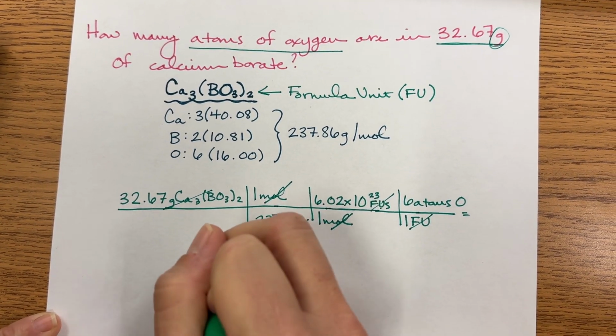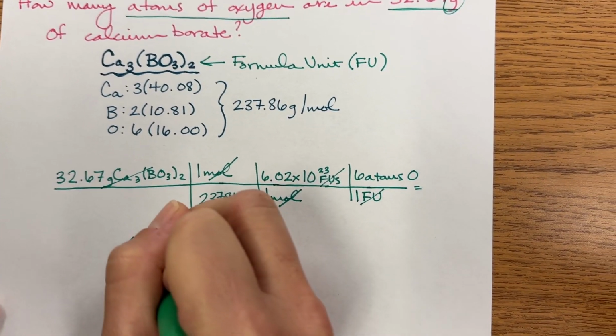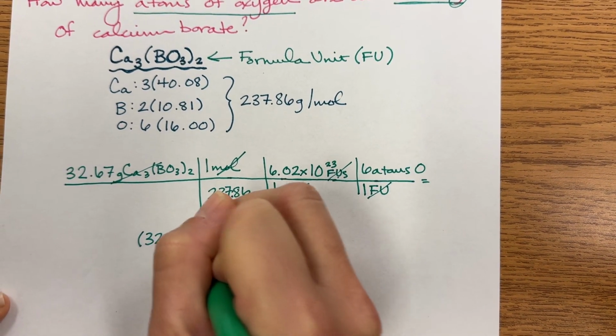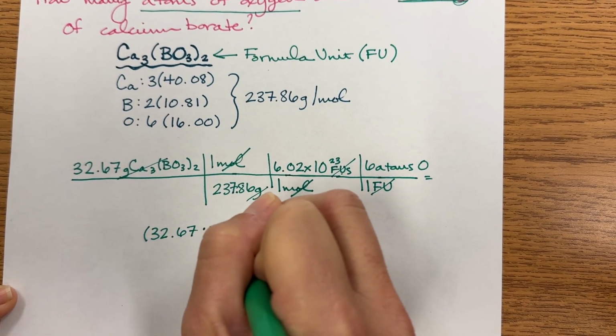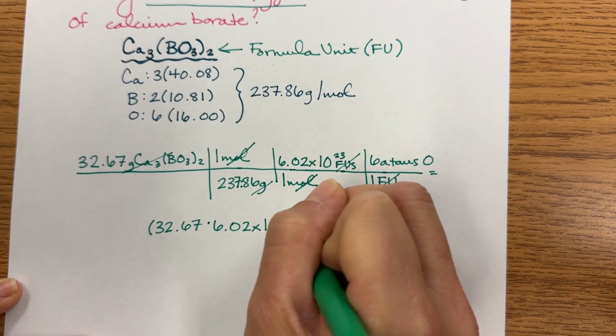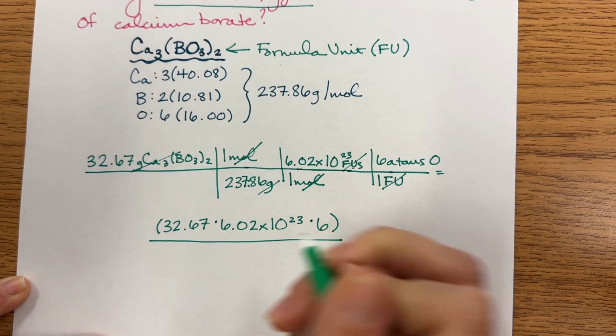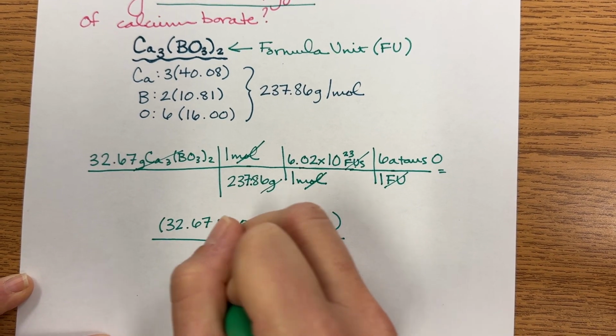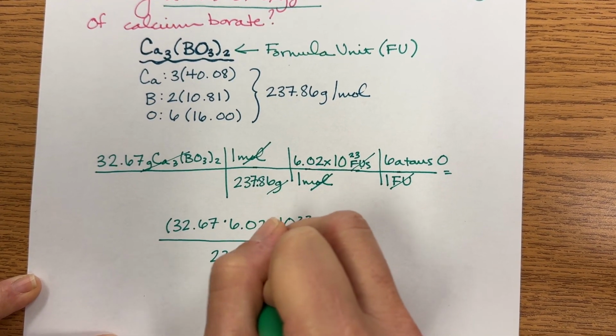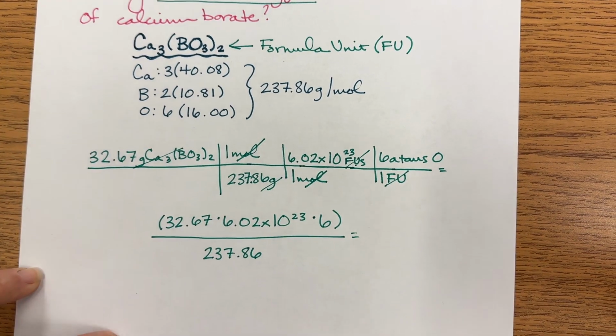So in the numerator, it's gonna look like 32.67 times Avogadro's number, which is 6.02 times 10 to the 23rd, times 6. Do all that first, then divide it by what's in the denominator, which is the 237.86, and then get your number from there.